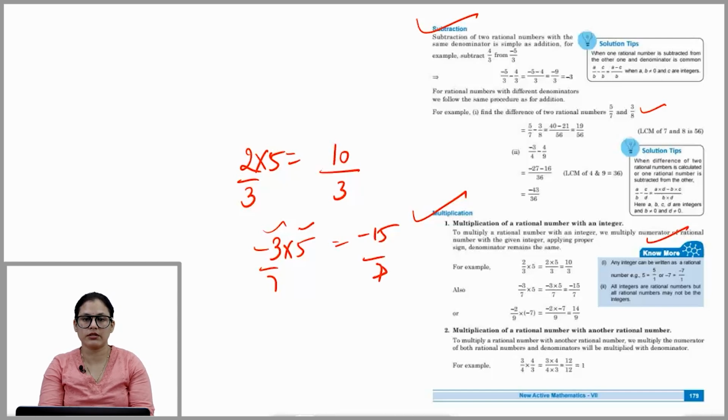Any integer can be written as a rational number. Example, 5 is equal to 5 by 1 or minus 7 is equal to minus 7 by 1. All integers are rational numbers, but all rational numbers may not be integers.